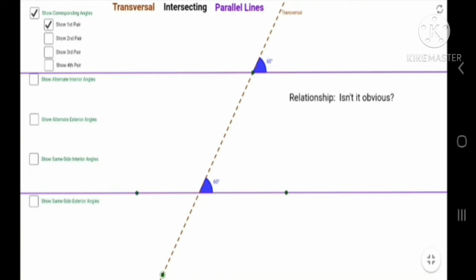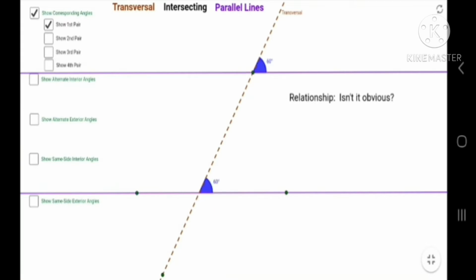As you can see, the dashed line is the transversal that intersects two parallel lines. We'll start with the corresponding angles. The angles marked are the first pair of corresponding angles. The measurement of both is 60 degrees, and the shape of the angles is also the same, so both are equal. Now the second pair shows 120 degrees each, and the third pair 60 degrees and the fourth pair 120 degrees.